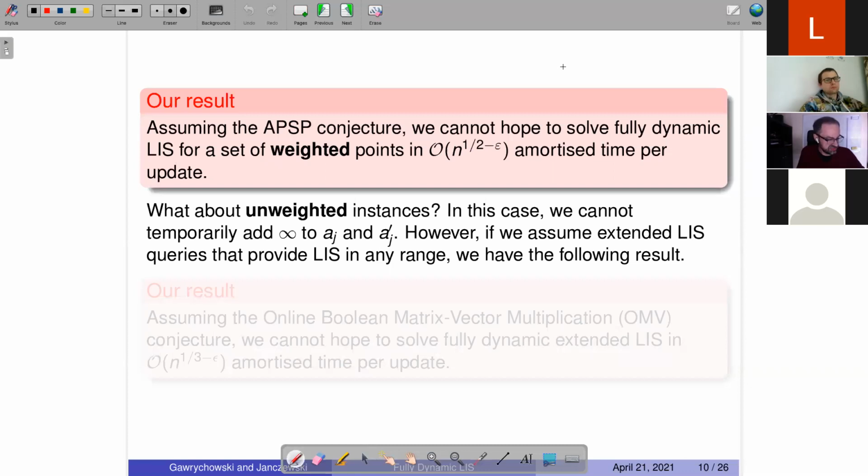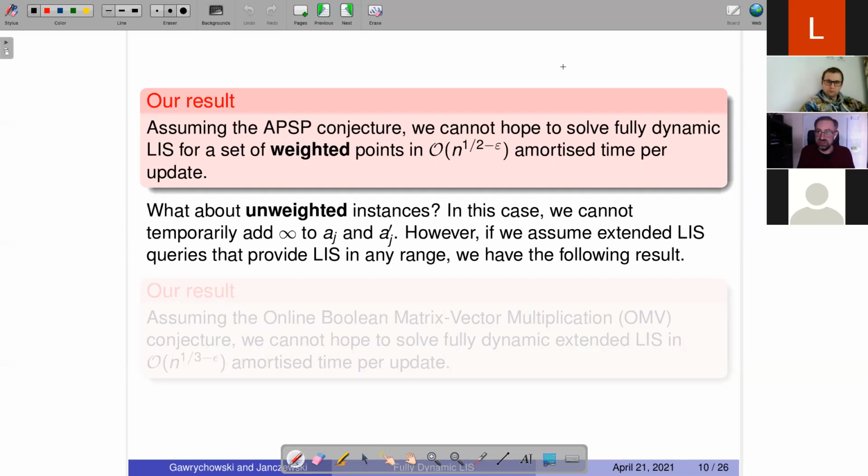It still gives us something if we assume more general queries. We call them extended list queries. They provide the length of the longest increasing subsequence in a range, not in the whole input, but in a range. And then it's enough to translate this reasoning.